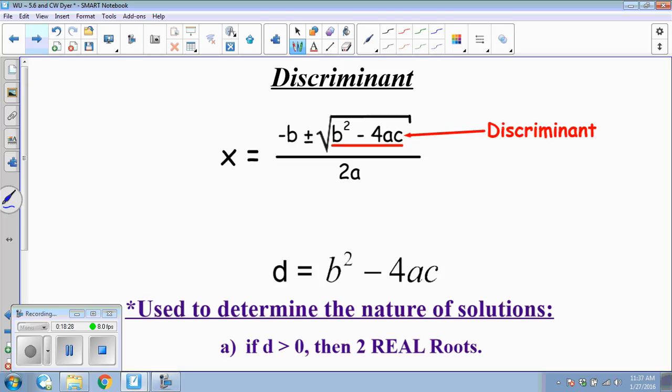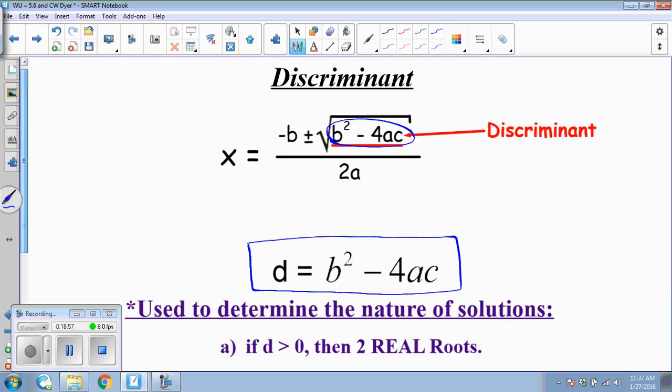So, the discriminant is b squared minus 4ac. And that's that little piece underneath that square root. Okay? It's just a fancy word for that. No, it's not the radical. It's only b squared minus 4ac. It's just that calculation underneath the radical. Because if that calculation underneath the radical is positive, you're going to have 2 real solutions. Okay?